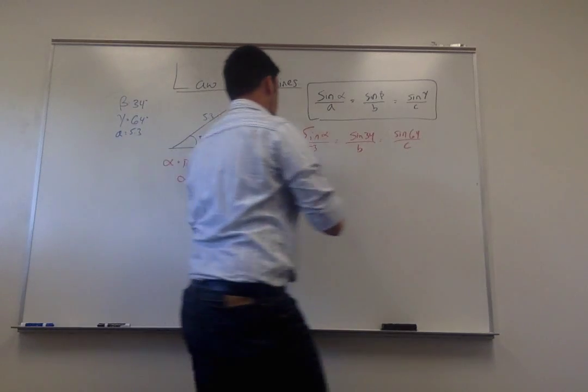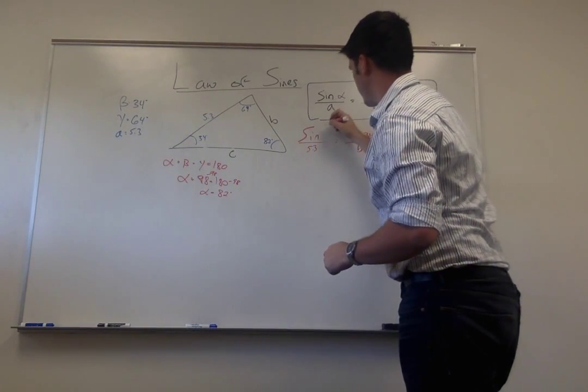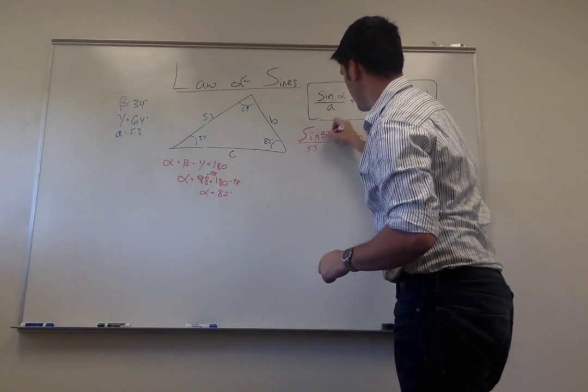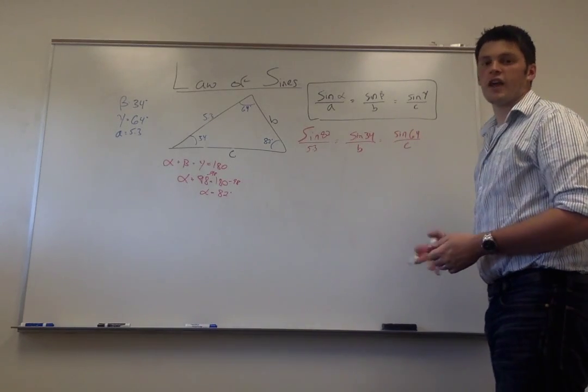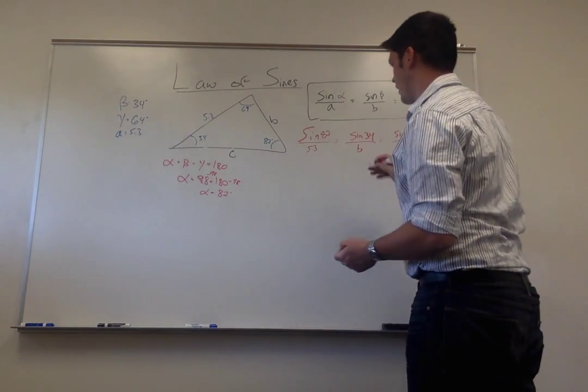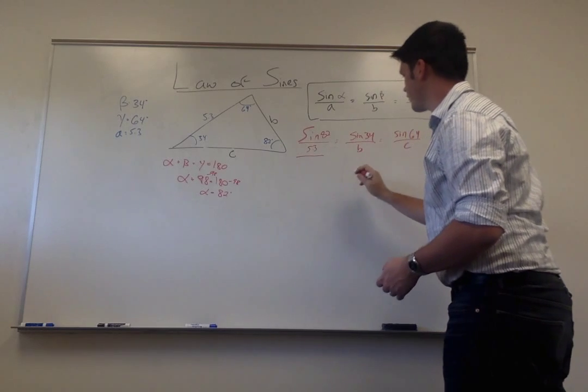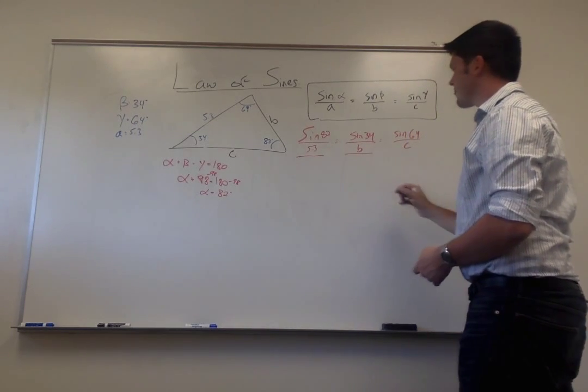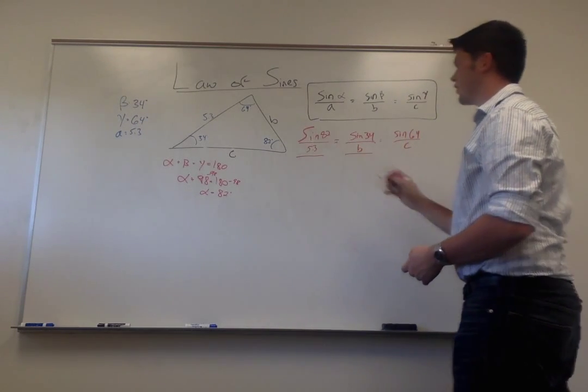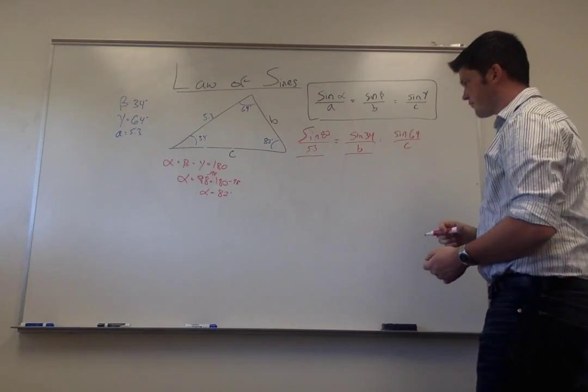And then we can come over here and put it into our law of sines equation. So sine of alpha is now sine of 82 degrees. Now we can start solving for some of the missing information, right? So I'm going to take this fraction right here and this fraction right here, and notice they're equal to each other, so we can use that to solve for b.